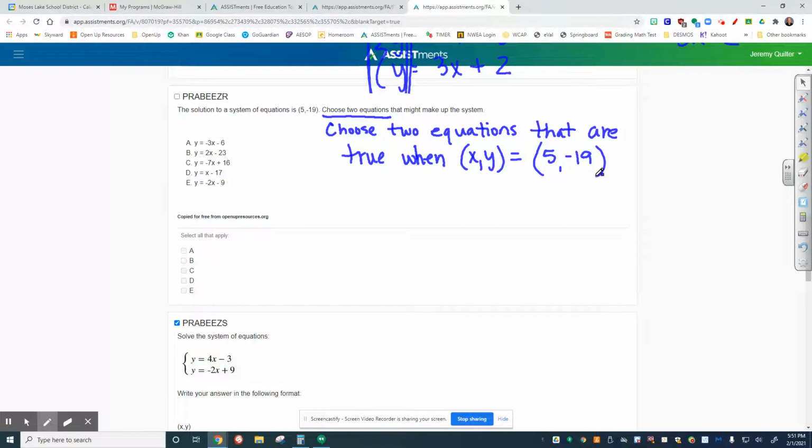So there could be two of them in here, two equations that will have the solution 5, -19 that will make them true. You need to choose two of them. But understand that there could be multiple. There could be three, because a system of equations is two or more graphs that are on the same plane that have a true statement or a true outcome based on the solution.